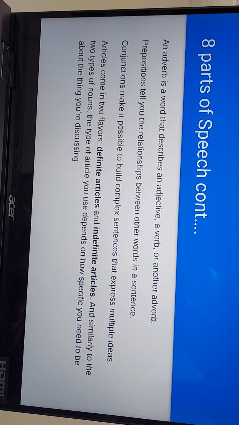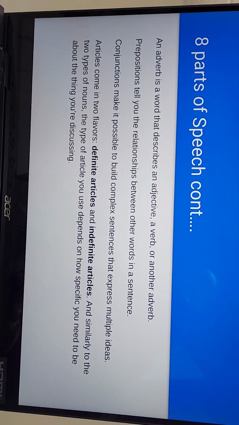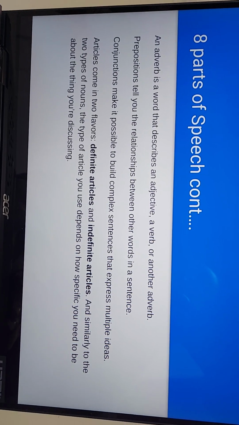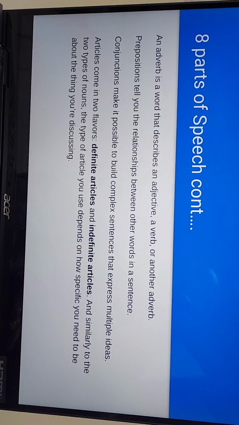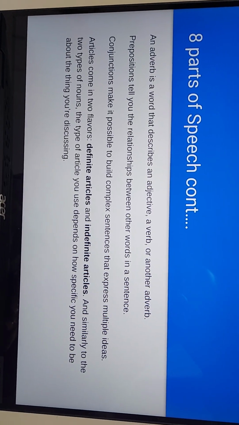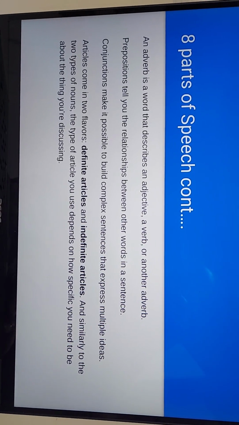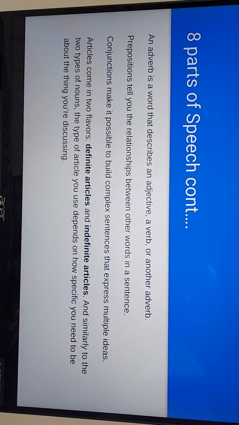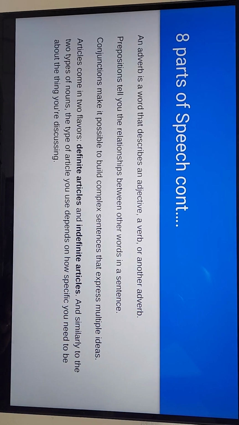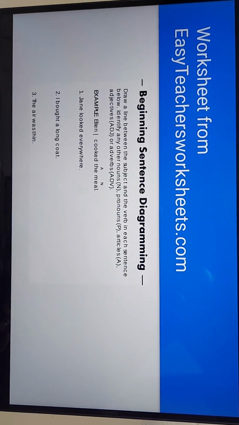And these are the rest of the 8 parts of speech. An adverb is a word that describes an adjective, a verb, or another adverb. A preposition tells you the relationship between other words in a sentence. Conjunctions make it possible to build complex sentences that express multiple ideas. Articles come in 2 flavors, definite articles and indefinite articles. And similar to the 2 types of noun, the type of article you use depends on how specific you need to be about the thing you're discussing.